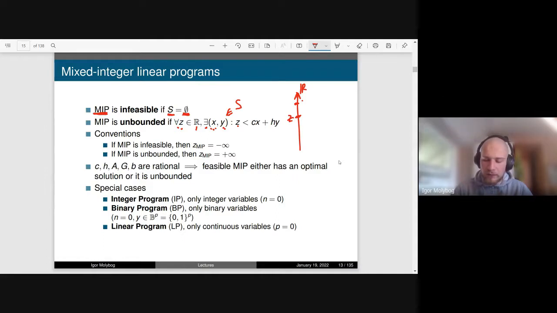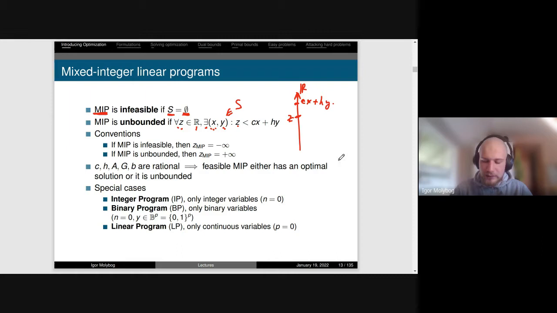So if Z is here, then I'm able to come up with x and y such that Cx plus Hy is actually bigger than Z. This is what it means to be unbounded. So for any number, there is a feasible point for which the objective function has an even greater value.